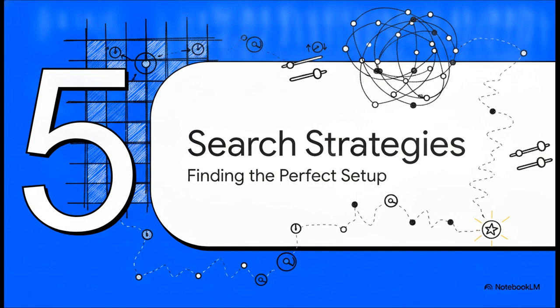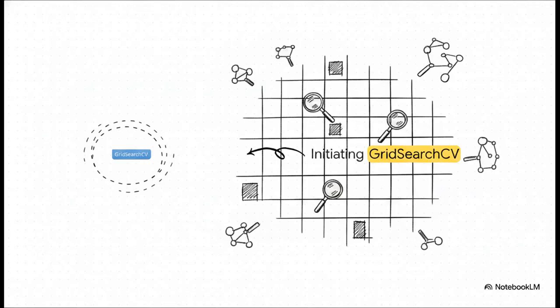So how do we turn those dials? Section 5, Grid and Randomized Search. Finding that perfect combination is definitely no easy task. Our first systematic strategy for finding this perfect setup is grid search, which you might know in Python scikit-learn as GridSearchCV. This is the most exhaustive, leave no stone unturned method available to a data scientist today.